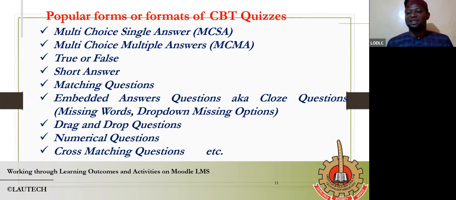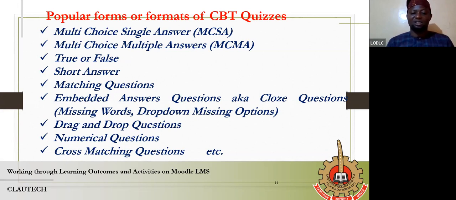Then we have the short answer question. Short answer question in the sense that students are expected to write their correct answers. Let me give you an instance. The instructor might say, the most important factor in international trade is dash. Students are expected to just write national interest. So the most important factor in international trade is national interest. That is what the short answer is talking about.